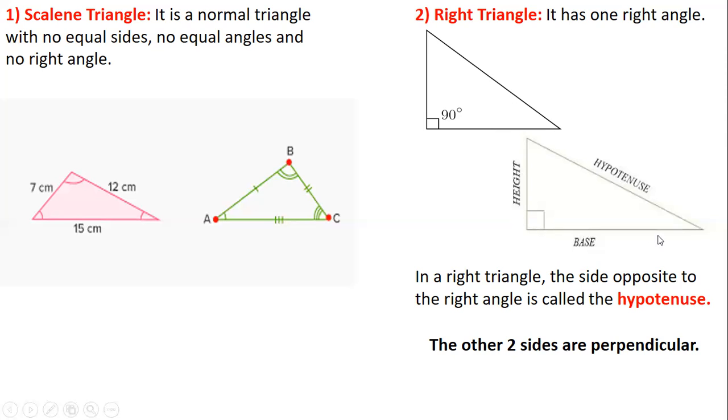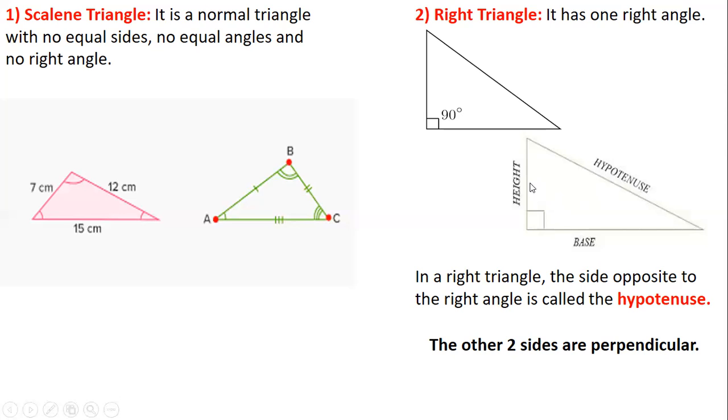Let's look at the second right triangle here. This is a right triangle, and this is the right angle. Always in a right triangle, the side opposite to the right angle, so this side facing the right angle, we always call it the hypotenuse. So in a right triangle, the side opposite to the right angle is called the hypotenuse.